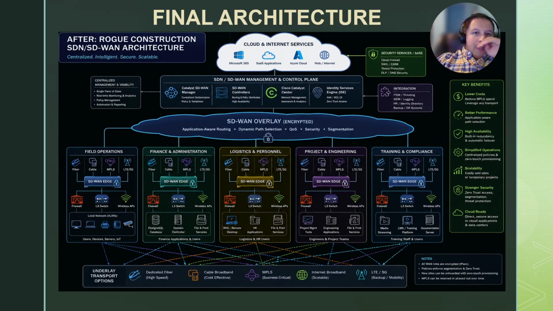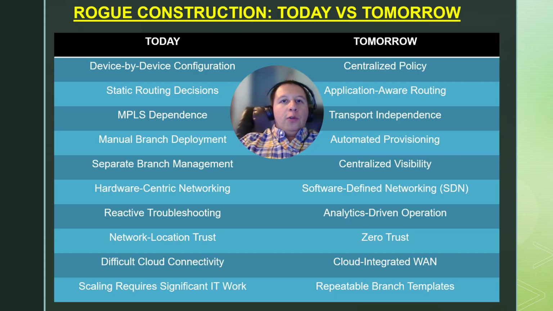And this is going to be our final architecture. Feel free to take a look at it. And so the road construction today versus tomorrow. So I know we had device by device configuration. Now we have central policy, static routing decision. We have application-aware routing. The list goes on, but at the end of the day, it's all very secure.